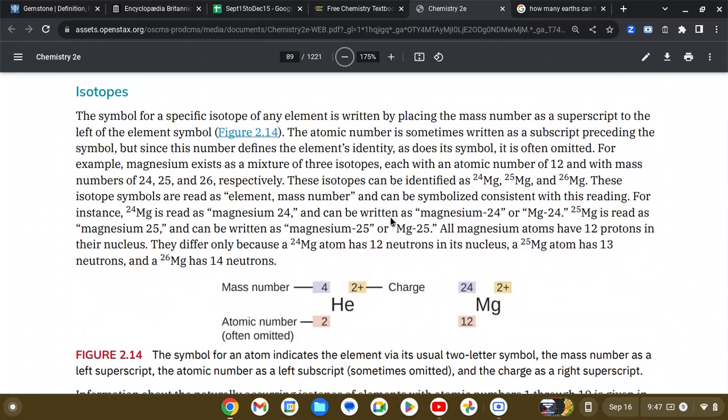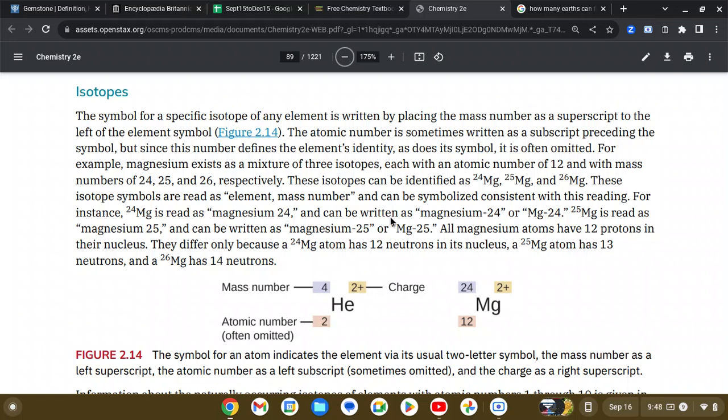Isotopes. The symbol for a specific isotope of any element is written by placing the mass number as a superscript to the left of the element symbol. The atomic number is sometimes written as a subscript preceding the symbol, but since this number defines the element's identity, as does its symbol, it is often omitted. For example, magnesium exists as a mixture of three isotopes, each with an atomic number of 12 and with mass numbers of 24, 25, and 26, respectively. These isotopes can be identified as 24Mg, 25Mg, and 26Mg.